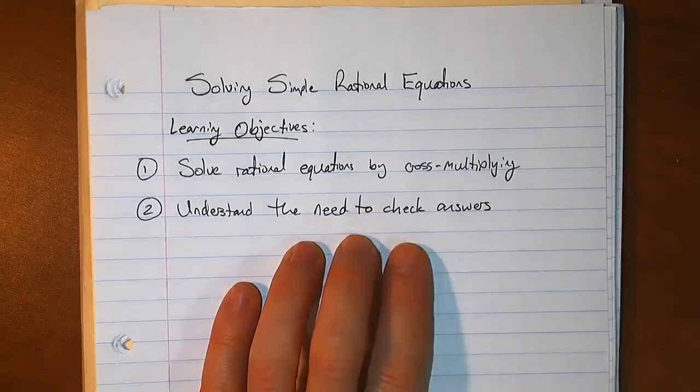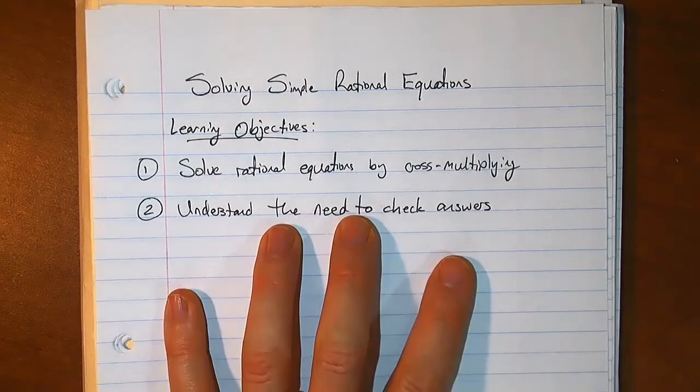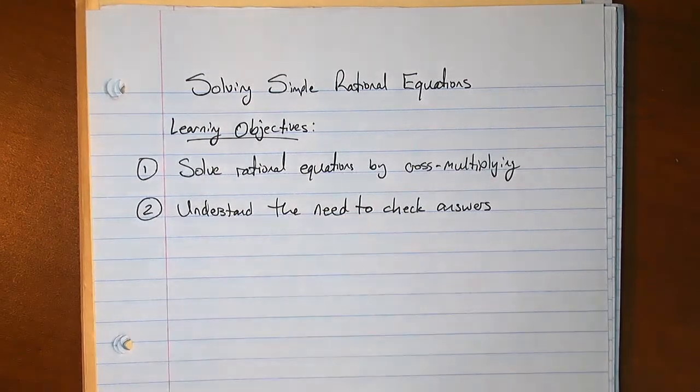The other thing we're going to talk about is the need to check answers. Usually algebra works so nicely that as long as you're careful and you add correctly and all that kind of stuff, when you're done, you end up with an answer that you know is correct, and life is fine and good and wonderful. But unfortunately, with rational equations, that doesn't always happen. You can do all of your algebra completely perfect and still get an answer that doesn't work. So it's absolutely vital that you check your answers. And we'll talk a little bit about that.